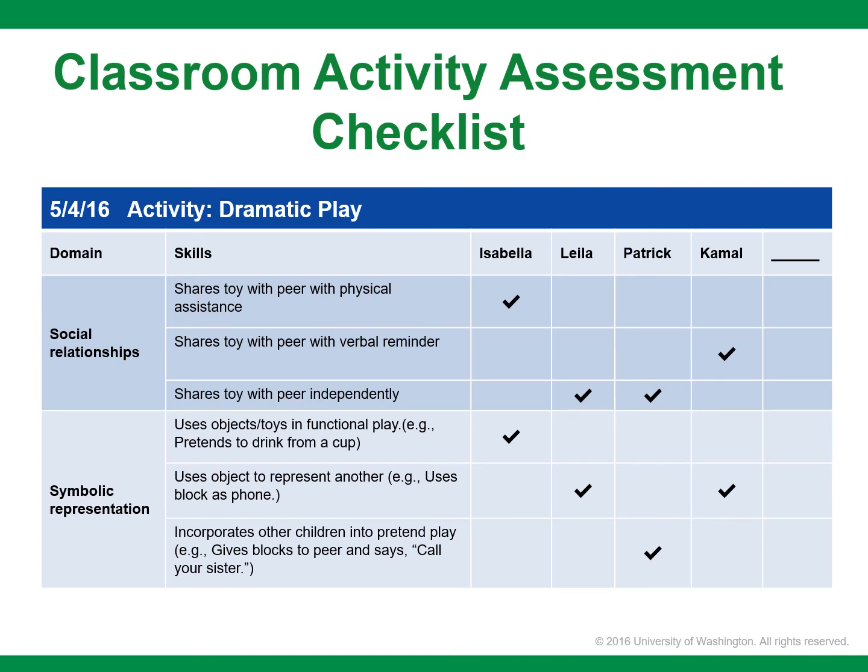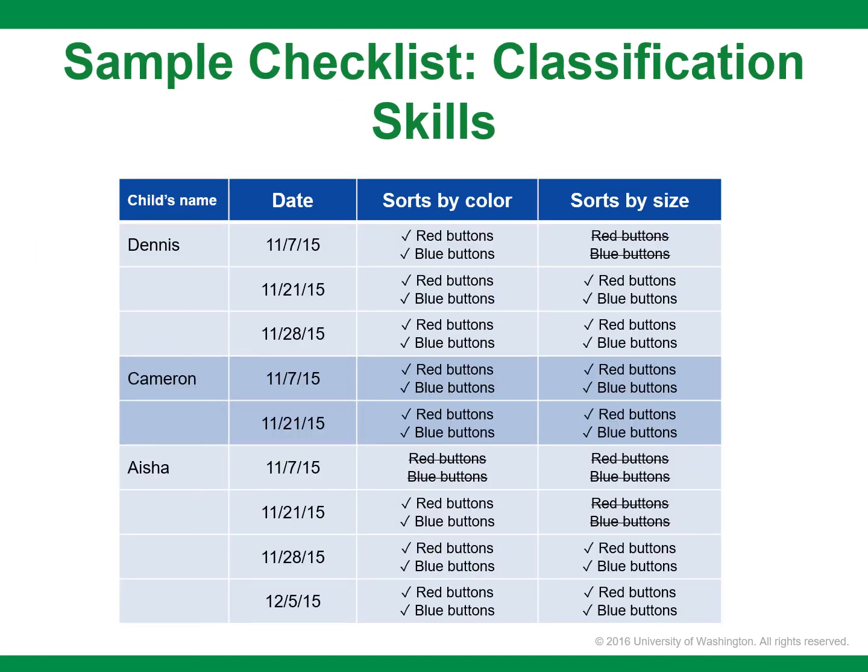This checklist, for example, was placed in the dramatic play area so that members of the teaching team could easily document abilities children demonstrated in the domains of social interaction and symbolic representation. This checklist was placed on a table where a small group classification activity was set up each week. The checklist is designed to measure children's classification skills. Classification skills are parts of patterns, which fall under the mathematics knowledge and skills domain from the Head Start Child Development and Early Learning Framework.